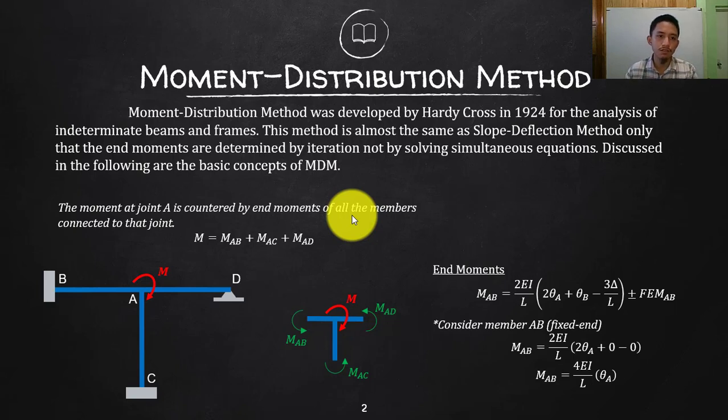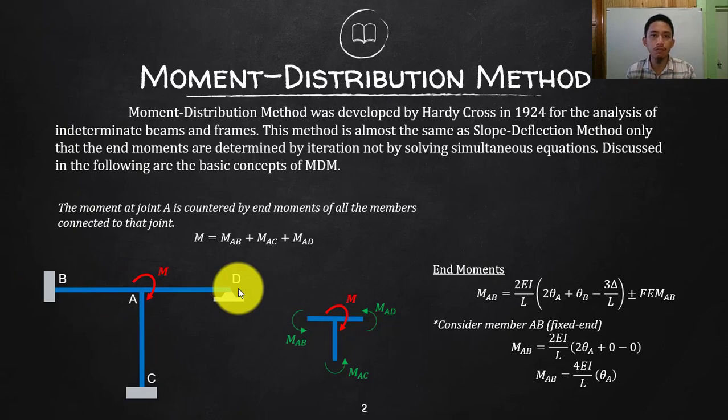Okay, so for example, look at this. You have joint A, and let's say you have a moment at joint A. Since there is no fixed support at joint A, that moment will be carried by the connected members to that joint, which are member AB, member AC, and member AD.